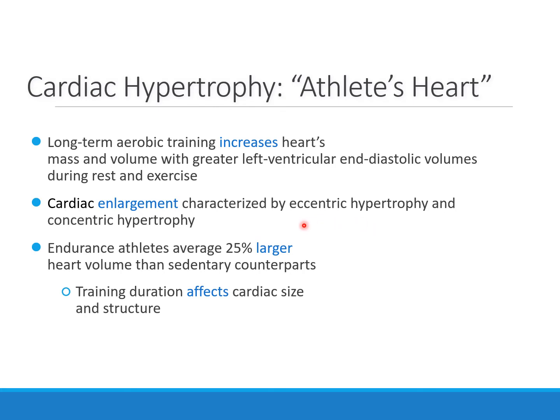So what happens is as we train the heart, it's like lifting weights a little bit, right? It has to expand and contract and expand and contract. And as you train, let's say your biceps, for example, if you are lifting weights over time, that muscle is eventually going to grow and get more powerful. So endurance athletes average 25% larger heart volume than sedentary counterparts, and training duration affects the cardiac size and structure. So we'll talk more about this, but this also goes back to that exercise specificity principle.